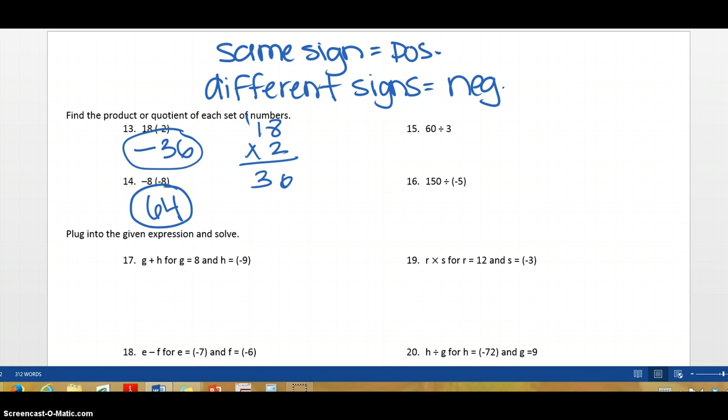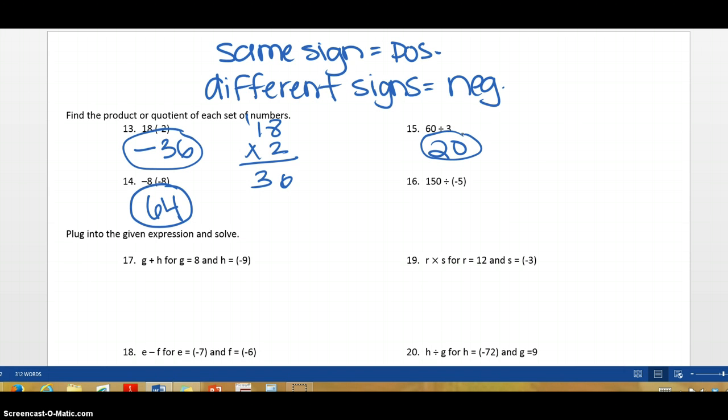Now we move on to number 15, which is division, which the same rules apply as multiplication. So we're looking at the signs. 60 divided by 3, both signs are positive. Our numbers are both positive, so we're just doing a normal division problem. 60 divided by 3 is a positive 20.